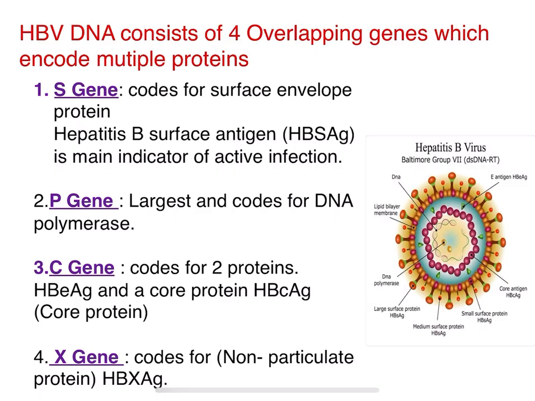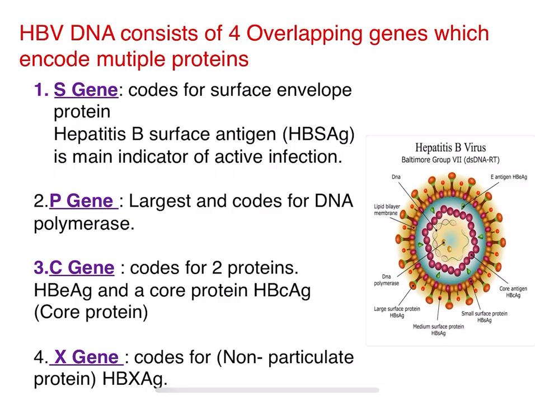It is very important. So we see that the S gene codes for the surface envelope protein. S stands for surface, HBs. The surface protein, that surface antigen, is the main indicator of active infection. As I told you earlier, it is the main indicator of active infection. Whenever we write the test in our OPD, what do we write? We write HBsAg, and the test turns out to be HBsAg positive or HBsAg negative, which indicates whether the patient has an active infection or not.